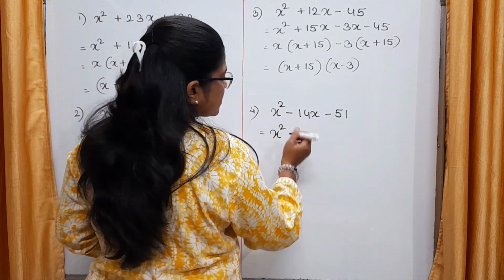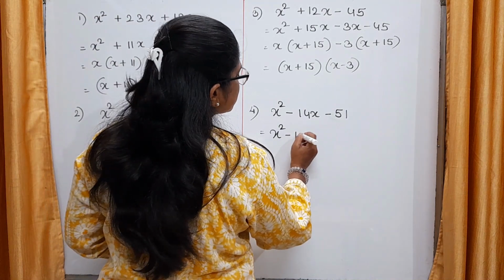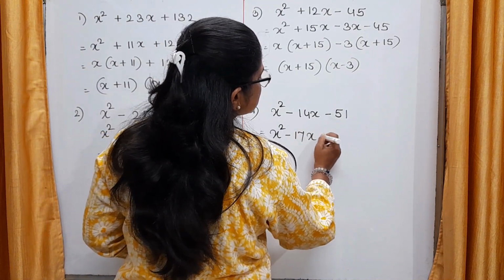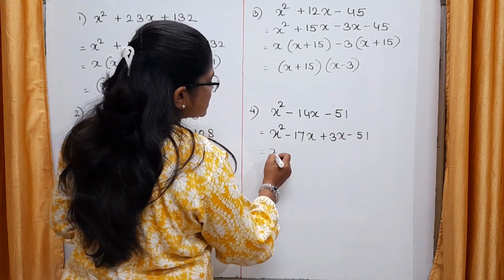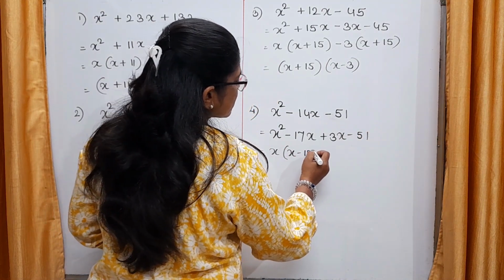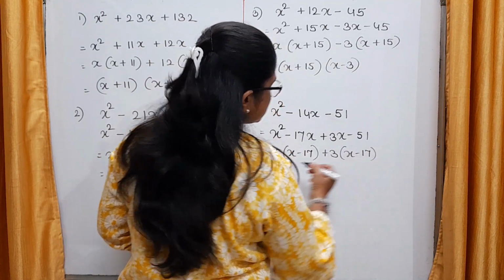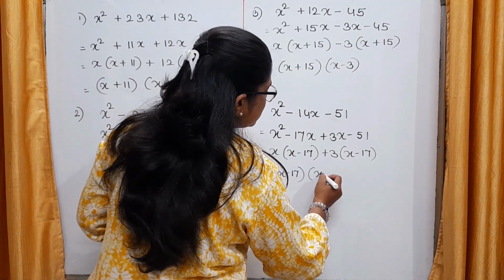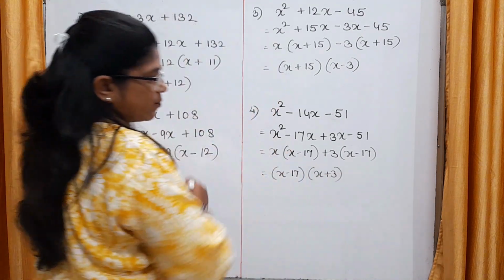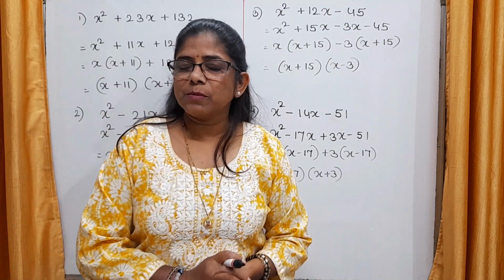x square. Now here the middle term is having a minus sign. So the greater number, that is 17, will have the minus sign. x common: x minus 17, plus 3 common: x minus 17. x minus 17, x plus 3. So this is how we have to factorize such examples.